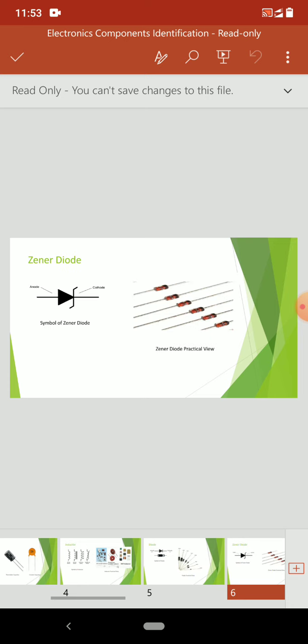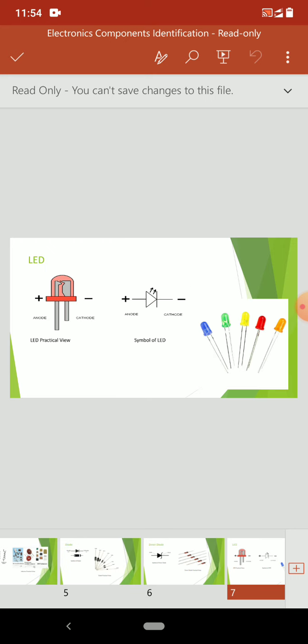The next device is Zener diode. This Zener diode is a silicon semiconductor device that permits current to flow in either a forward or reverse direction. These Zener diodes are used for voltage regulation. It has two terminals, anode and cathode, and practically it looks like this, the Zener diode practical view.